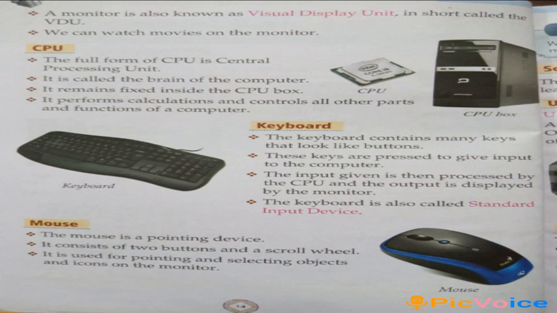CPU. The full form of CPU is Central Processing Unit. It is called the brain of the computer. It remains fixed inside the CPU box. It performs calculations and controls all other parts and functions of a computer.